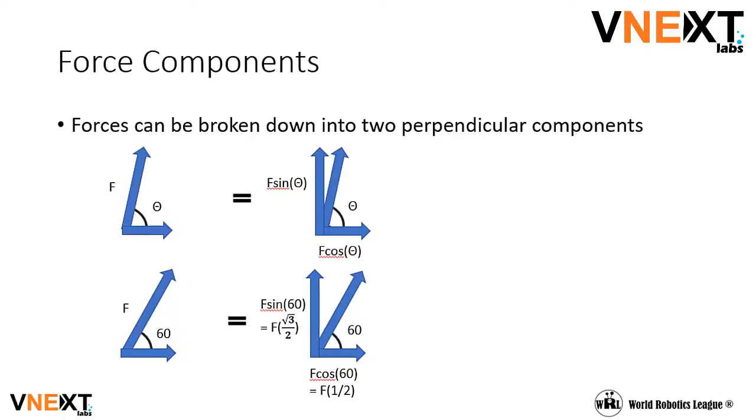Forces can be broken down into a horizontal and vertical component. If we have a force F at an angle theta, the horizontal component would equal F cosine theta. The vertical component would equal F sine theta. For example, if we have a force at an angle of 60 degrees, the horizontal component would equal F times 1/2, and the vertical component would equal F times square root 3 over 2.